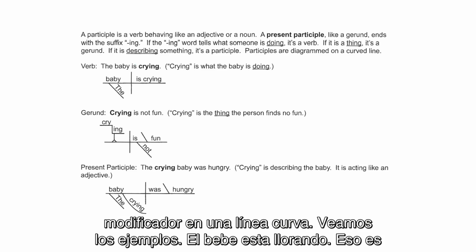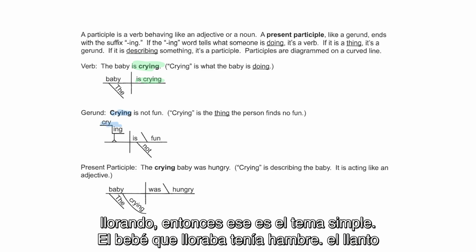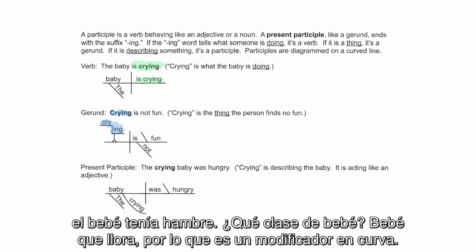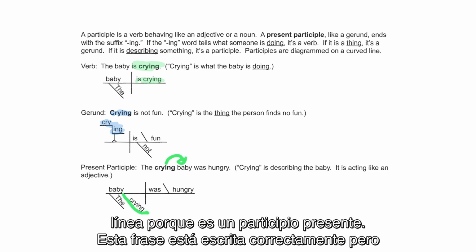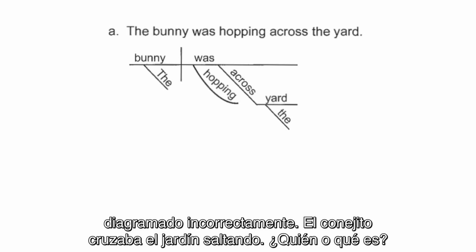The baby is crying. That's an action, so it is the simple predicate. Crying is not fun. That's the idea of crying, so that is the simple subject. The crying baby was hungry. What kind of baby? Crying baby. So it is a modifier on a curved line because it is a present participle. This sentence is written correctly but diagrammed incorrectly.